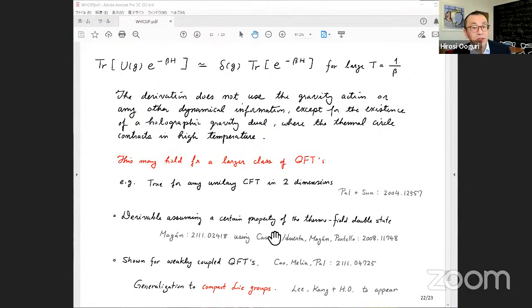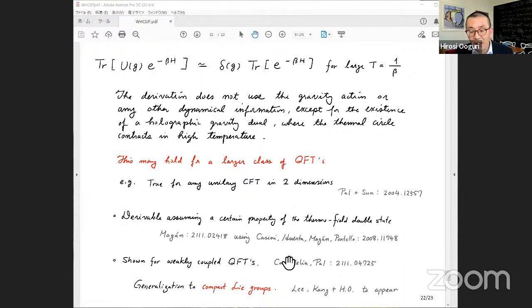There is also some very interesting looking work by Javier Magan, showing this property for finite groups using certain properties of the thermofield double state. I cannot claim I have totally understood the derivation, so please excuse me that I am not able to comment on this well.